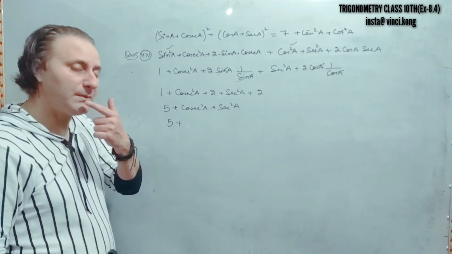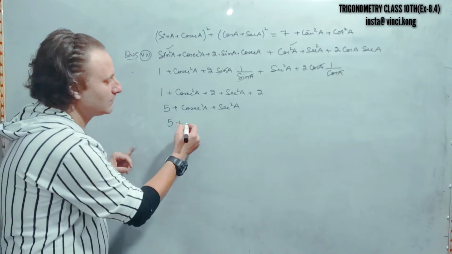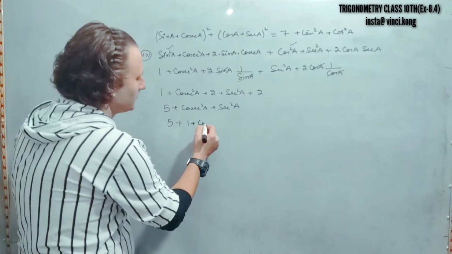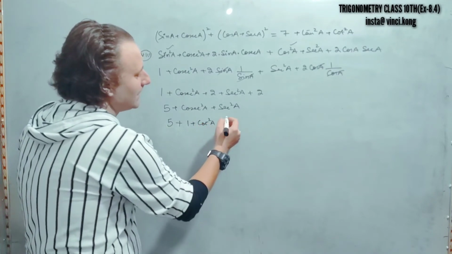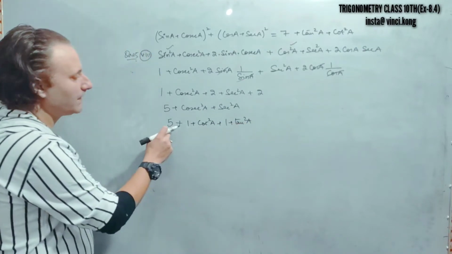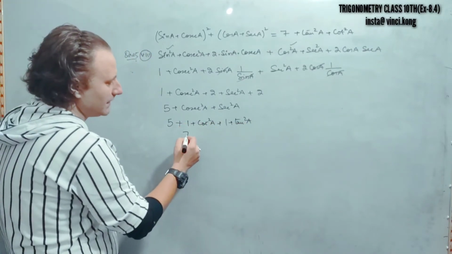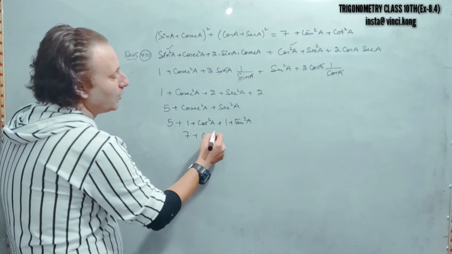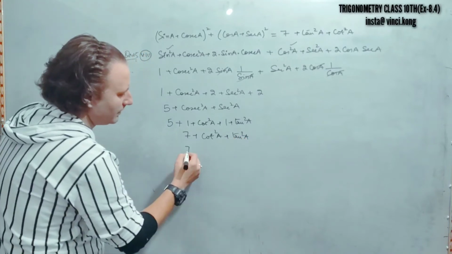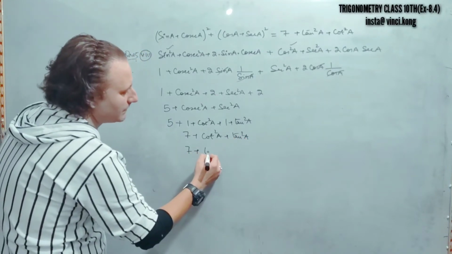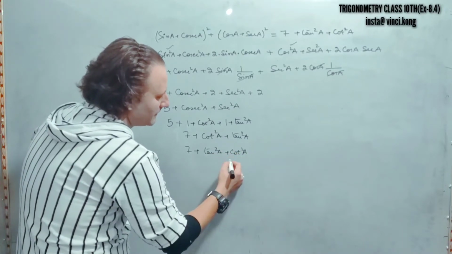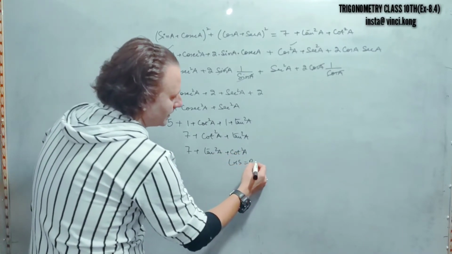So if you remember, cosec square A is 1 plus cot square A, and sec square A is 1 plus tan square A. Now 5 plus 1 is 7 plus cot square A plus tan square A, or 7 plus, you can write tan square A first, tan square A plus cot square A. LHS is equal to RHS.